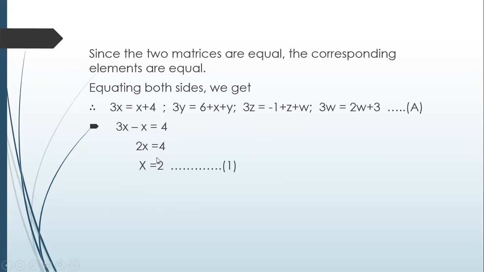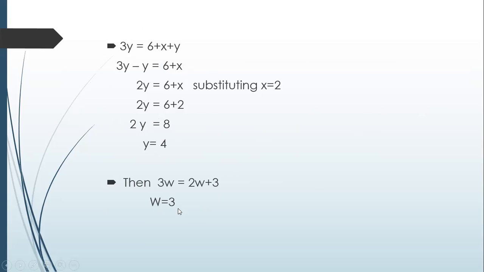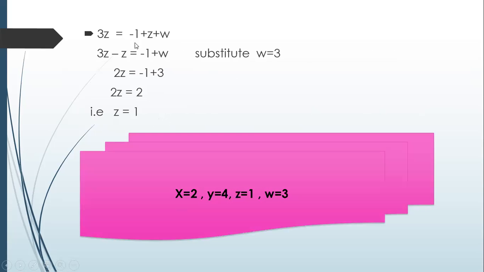Then the last, 3w equals 2w plus 3. 3w minus 2w equals 3, so w equals 3. Finally, 3z equals -1 plus z plus w. Substitute w equals 3, and we get 2z equals 2, z equals 1. The final values are x equals 2, y equals 4, z equals 1, and w equals 3.